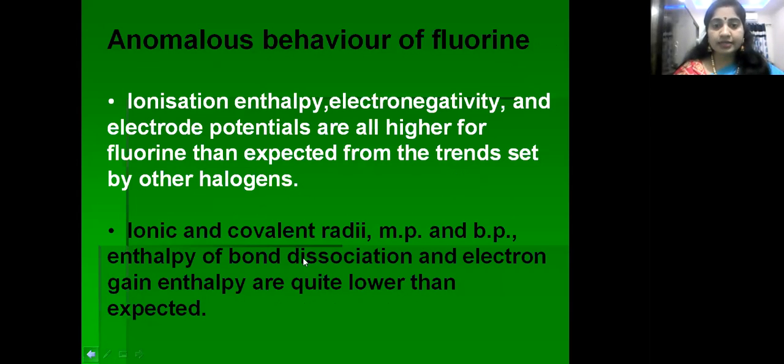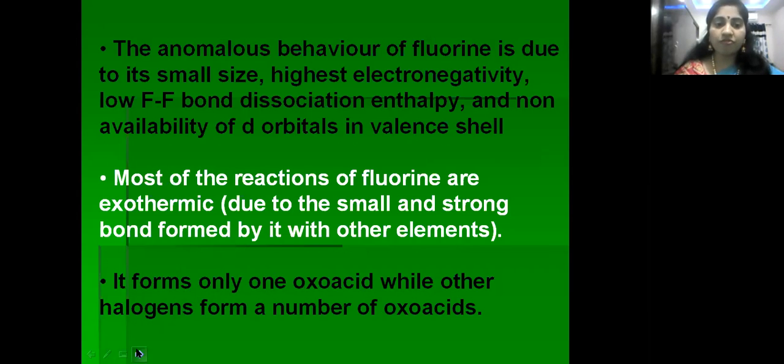It has a low bond dissociation enthalpy. Ionic and covalent radii are also small, and melting and boiling points are also very low when compared with the remaining elements. And ionization enthalpy and electronegativity are high for fluorine when compared with other elements of the same group, right children? So these are the anomalous behaviors of fluorine.